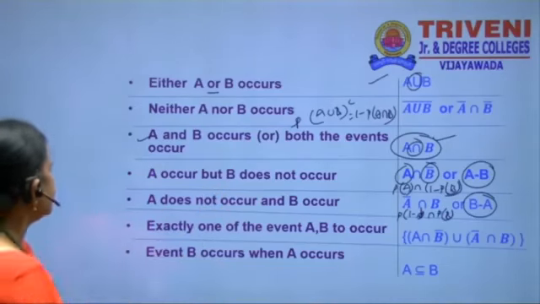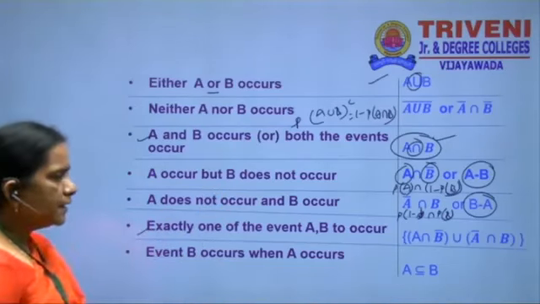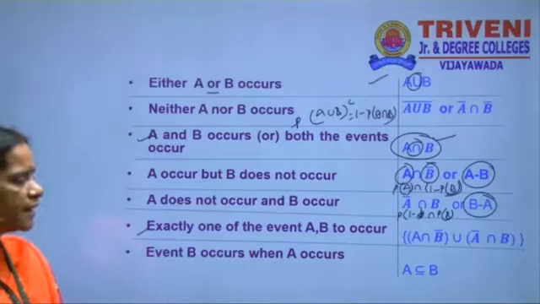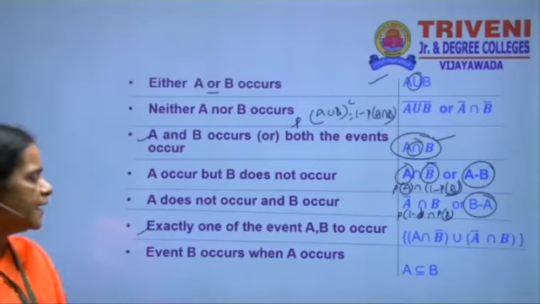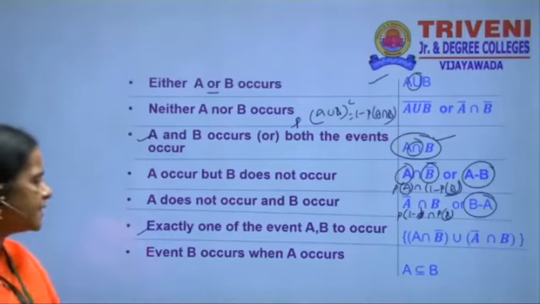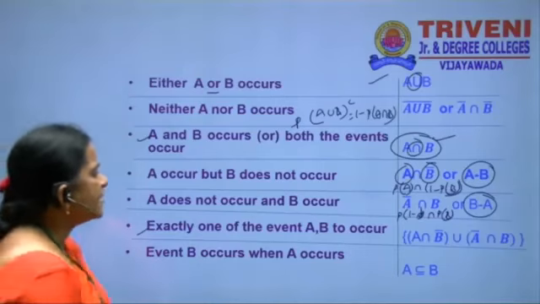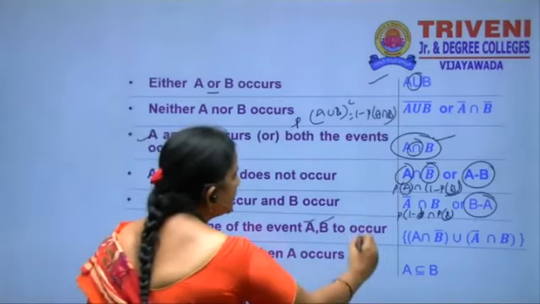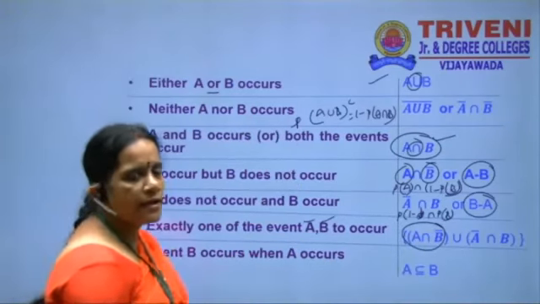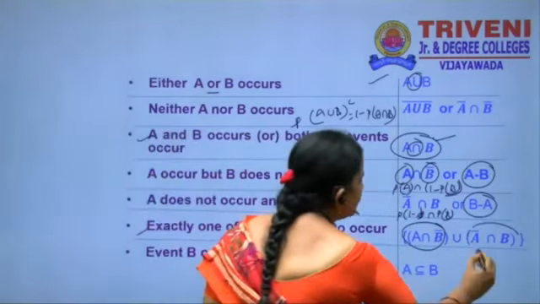And then the next one is exactly one of the events A, B to occur. We have to write here A intersection B bar union A bar intersection B. Exactly one means we have to take A or B. Here we have to take A intersection B bar or A bar intersection B.